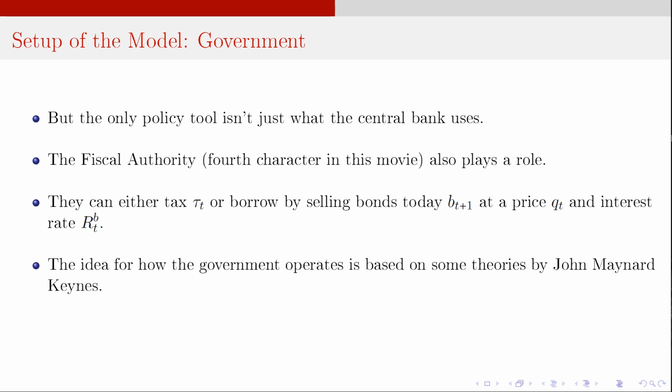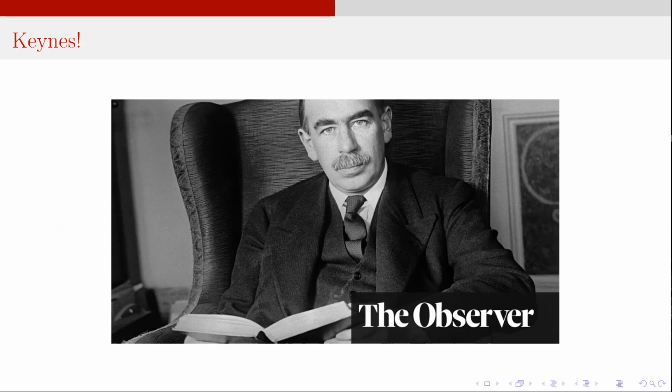And the idea for how the government operates is based on some theories by an economist named John Maynard Keynes. Who? Well, I mean, New Keynesian model. Maybe it's named after him. Oh, yeah. Hey, what do you know? It actually is. This is John Maynard Keynes.